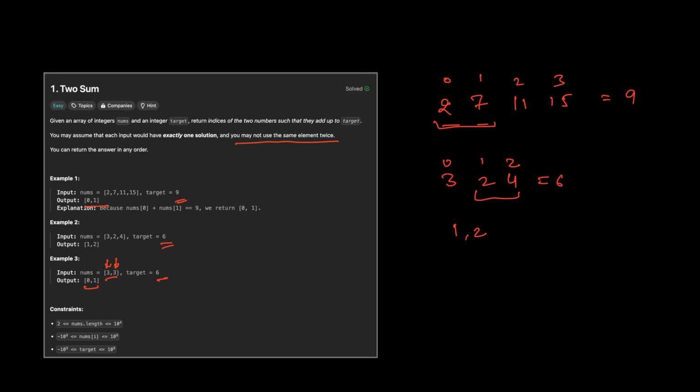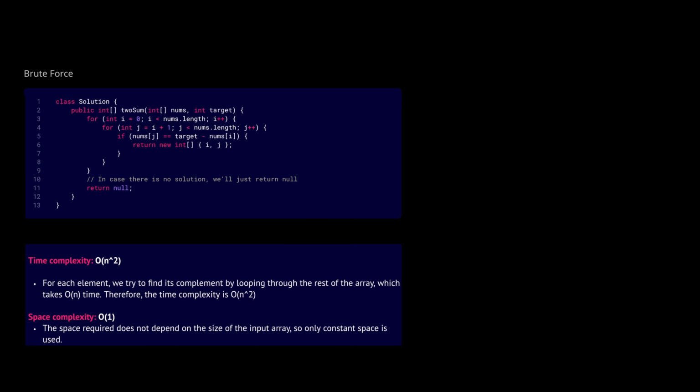So that's the problem. Let's talk about how we solve this. Let's talk about the brute force approach first, because that's what is expected. If you directly reach for the optimal solution, that might not give you a good impression. So always talk about the brute force approach. What I mean by brute force is, what is the worst possible solution you can think of?